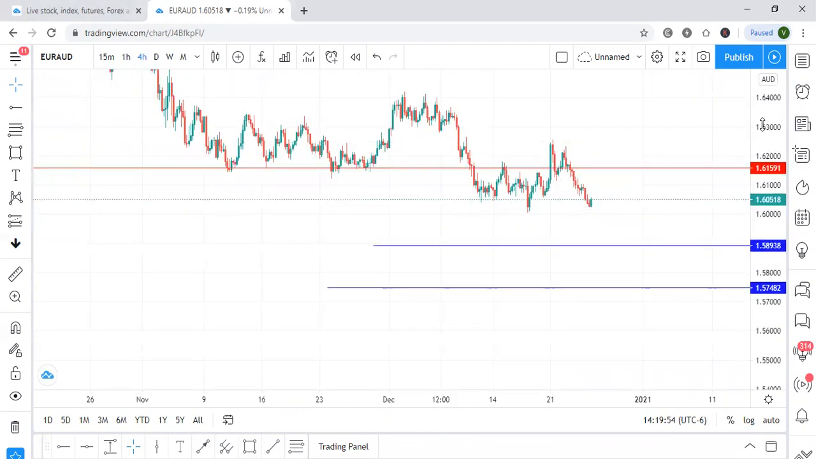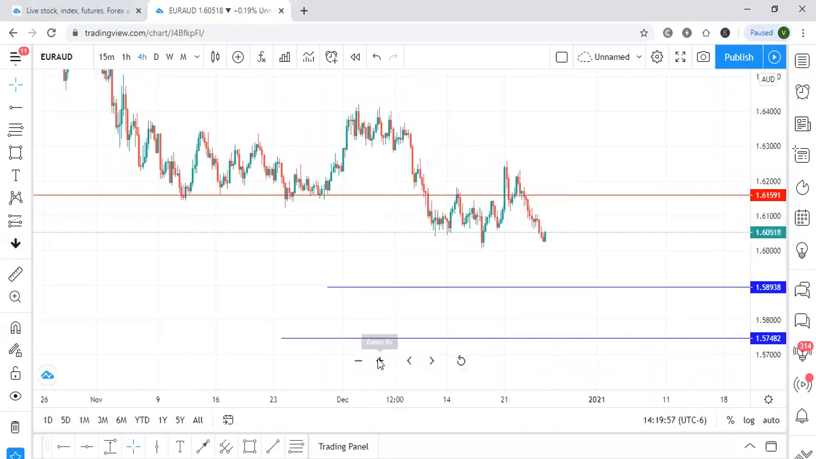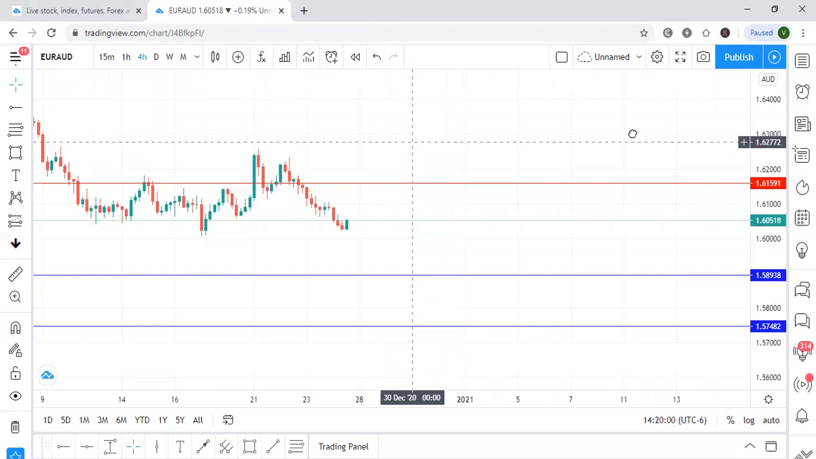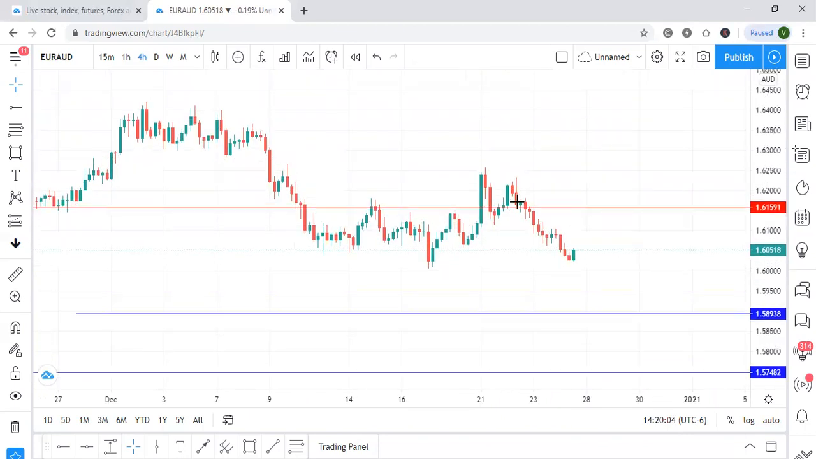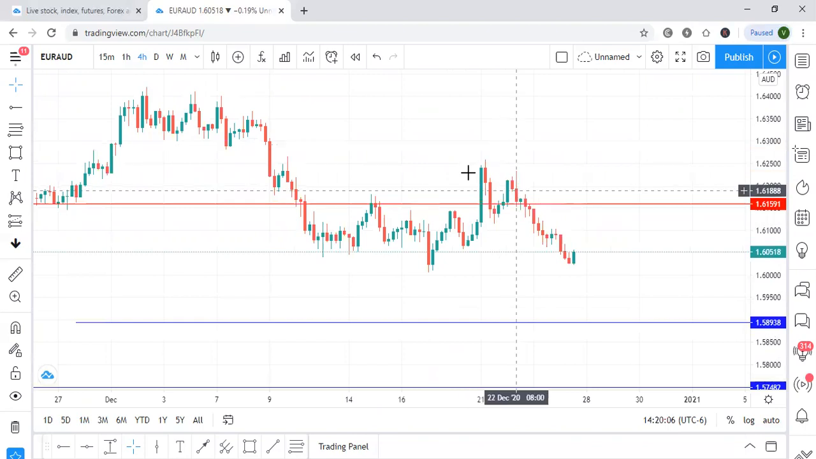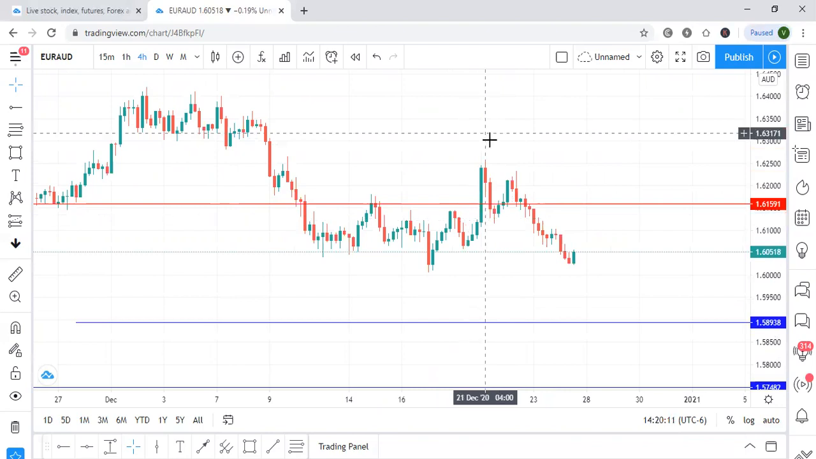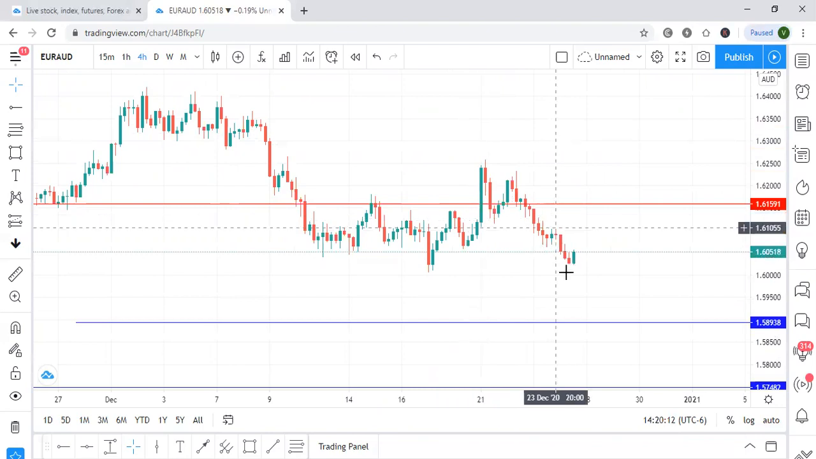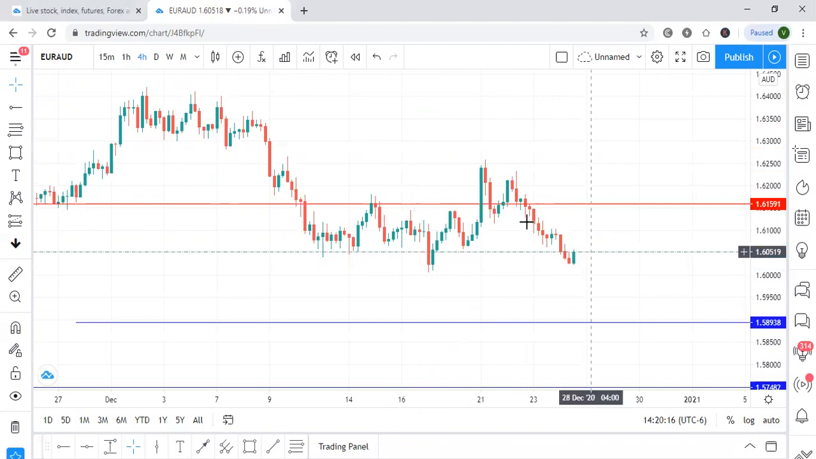Okay, this is a 4-hour time frame. Now we can see this pullback here. All right, this pullback top here. Okay, that's actually the lower high. All right, so now we can see price moving, and price started retracing from this point.